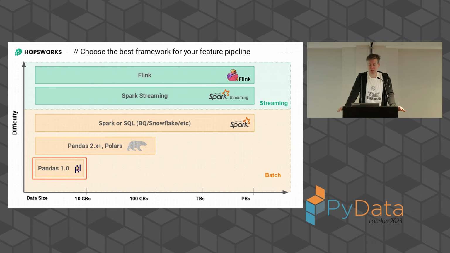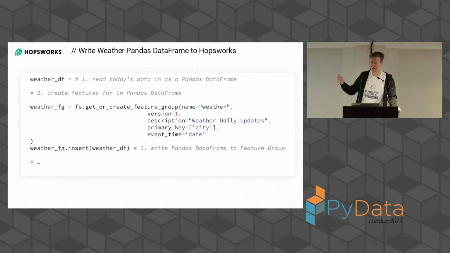So this is what I mentioned: what technology should you pull out of your pocket to do your feature pipeline with? We're using Pandas 1.0 here, but if you're doing streaming, you might want to put ByteWax in there as well, as another framework for streaming. But you can basically pick all of them.